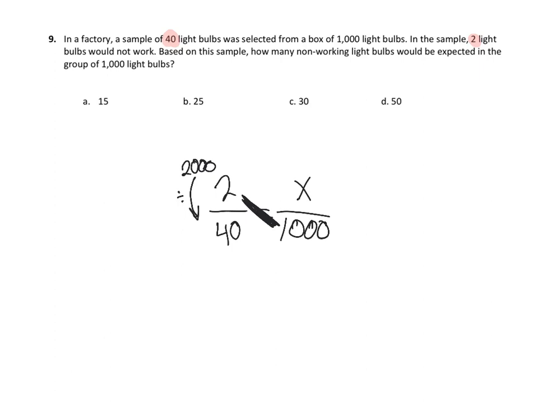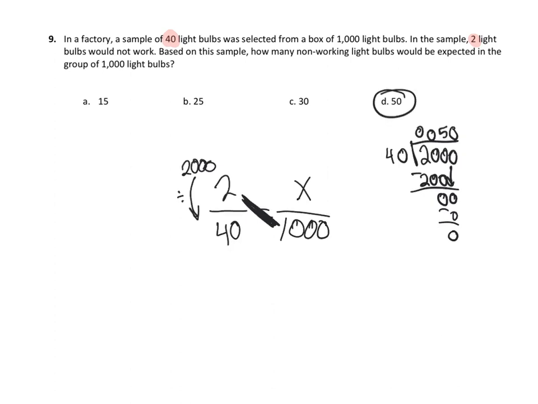2,000 divided by 40. If you're not sure what goes in, always remember TIBO, top in, bottom out. So the top is the 2,000, bottom is our 40. 40 goes into 2, 0 times, into 20, 0 times, into 200, 5 times. And that is 200. We subtract and get 0, but we still have to bring this 0 down. 40 goes into 0, 0 times. So we get 50 out of the 1,000 light bulbs would not work.